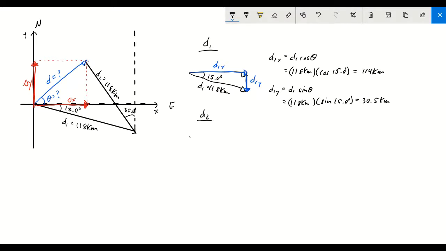Well, this one goes in this direction, and I can make my triangle this way. Here's the right triangle. So this one was D2, and this was 118 kilometers as well. This over here was a 35-degree angle. And now we can see for this one, right here, this side, this is D2's x component. And then this side right here, this is D2's y component.